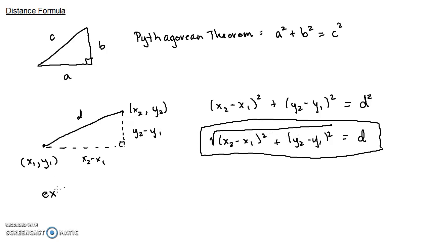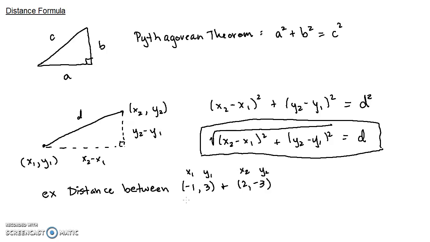Okay, so let's look at an example. Let's say we want to find the distance between 2 points. Let's say we've got (-1, 3) and (2, -3). Okay, so you're going to name one of them x1, y1, one of them x2, y2, and it really doesn't matter which one you name which as long as you stick with it. You don't want to mix your x's and your y's. Okay, and we're going to do distance equals, and I'm going to do x2 minus x1, so I've got 2 minus -1 squared, and I've got y2 minus y1, so it's going to be -3 minus 3 squared.